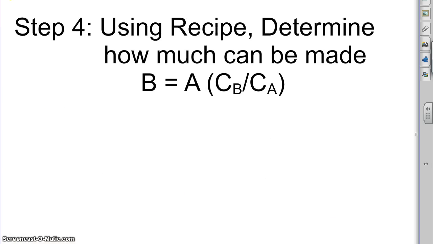Step 4, using the recipe, determine how much can be made, or I suppose it could mean how much you need to use if you're finding an ingredient, but here we're finding a product. We're going to use that recipe, and so the amount of thing we want to find is equal to the amount of A times this weird coefficient ratio. Now in our recipe, we said we need two of these things or one of those things, and those are our coefficients. So the coefficient of B divided by the coefficient of A.